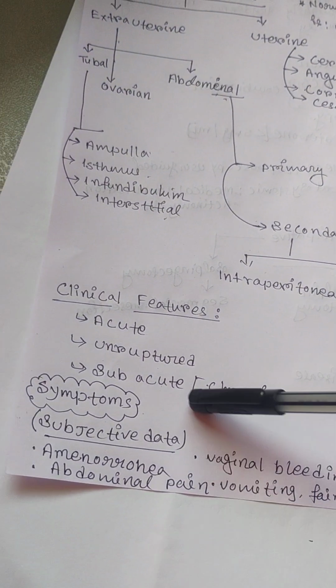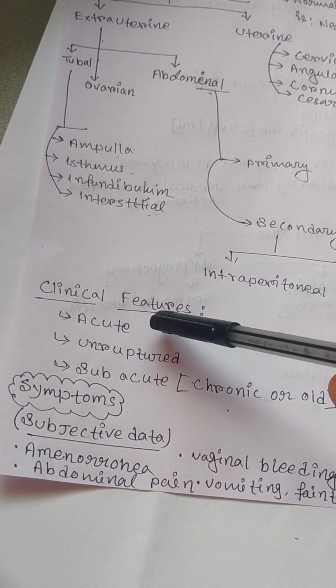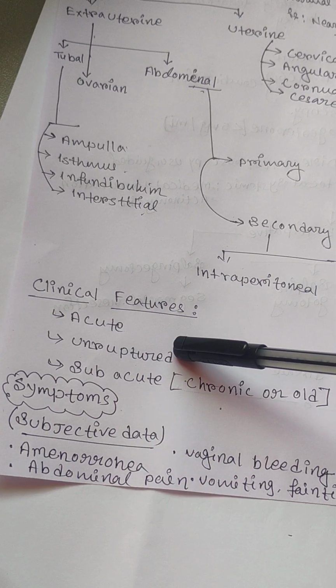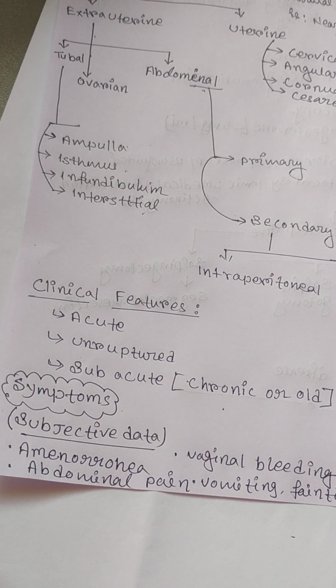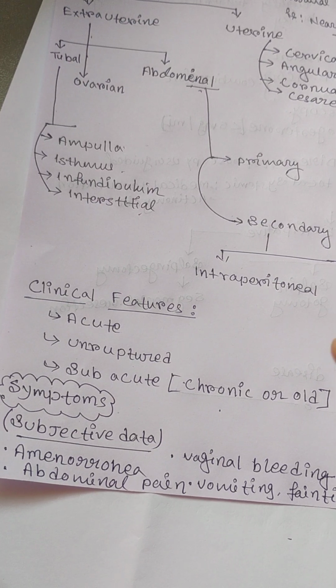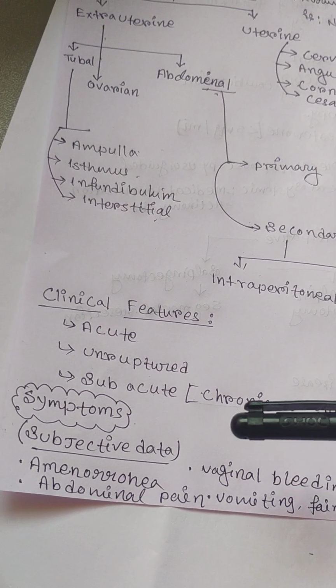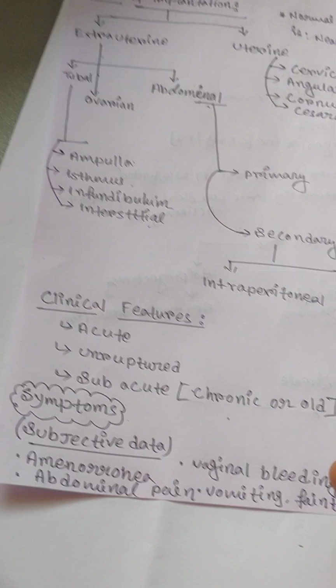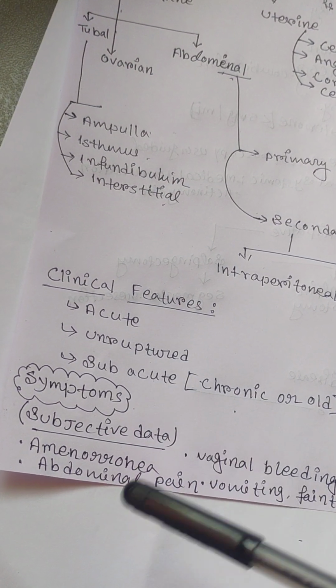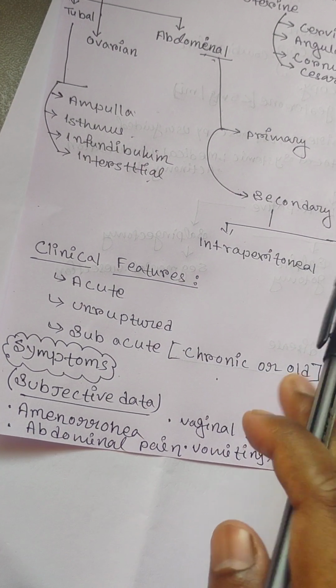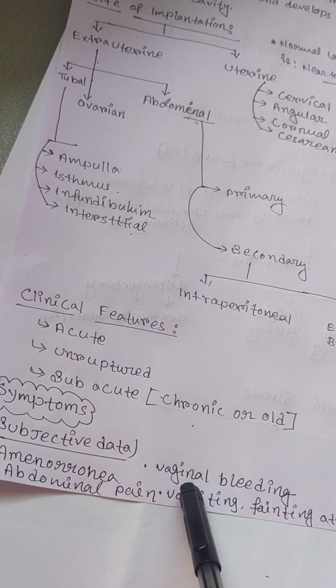Next we will see the clinical features. Clinical features are acute, unruptured and subacute. Acute means it is ruptured, which is not very common. Unruptured and subacute are chronic and old. Symptoms are subjective data, what the patient is complaining of. So what are the patient's complaints?